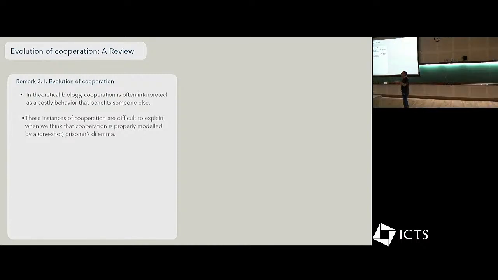All right, so this is mostly a reminder. Again, we talk about cooperation, and cooperation is this costly behavior that is costly for me, but beneficial to you. And as I told you in the morning, these instances of cooperation are difficult to explain if you think that all we play in life is a one-shot prisoner's dilemma.